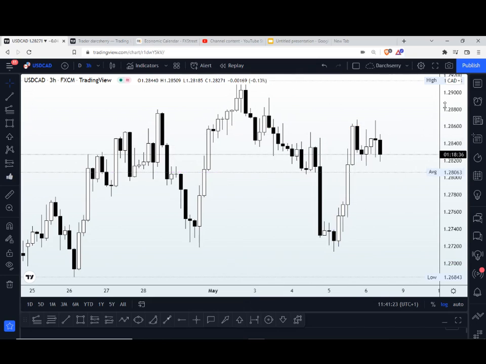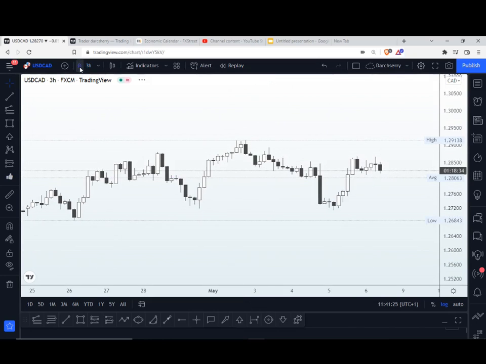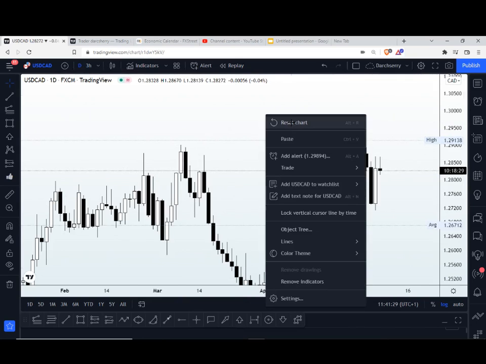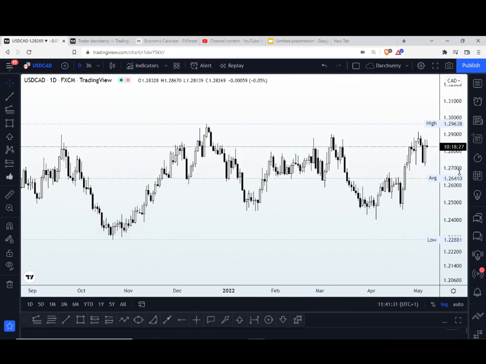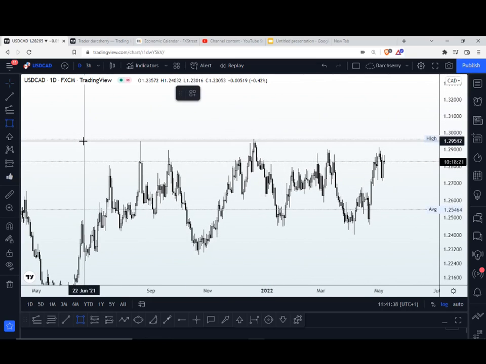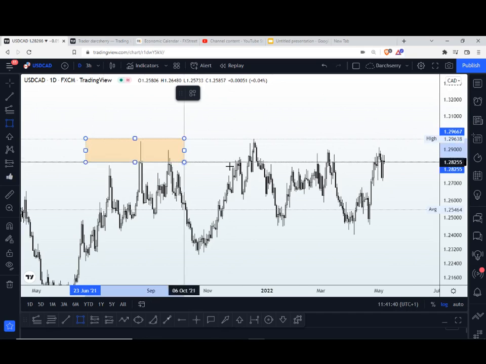So I'll remove all the drawings and let's have a fresh look at what's happening on the USDCAD. Going to the daily time frame, the first thing we'll notice is this: there is a supply zone here. We can see that there is a supply zone here.